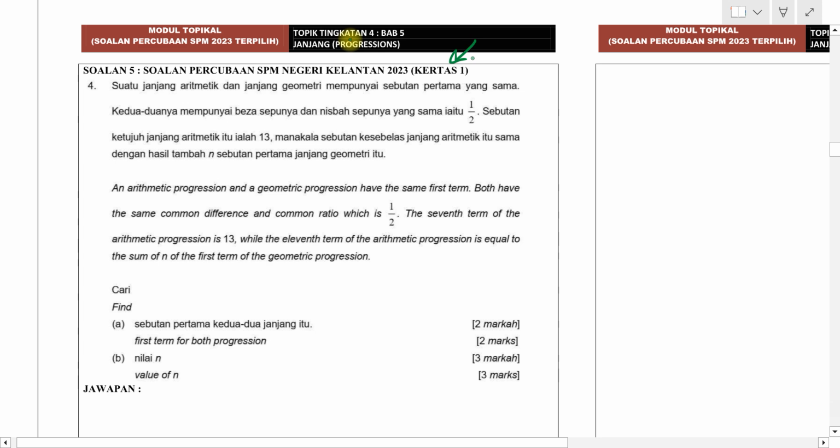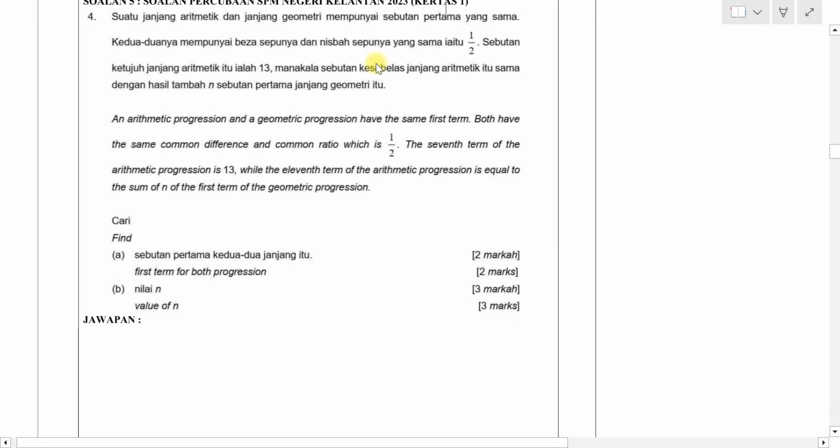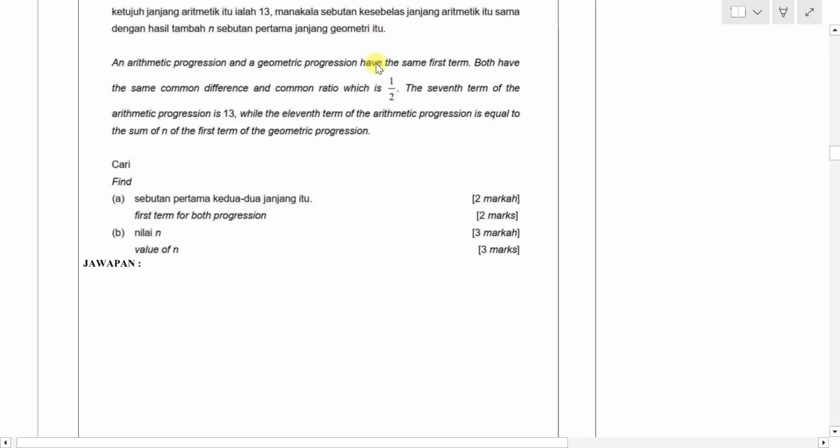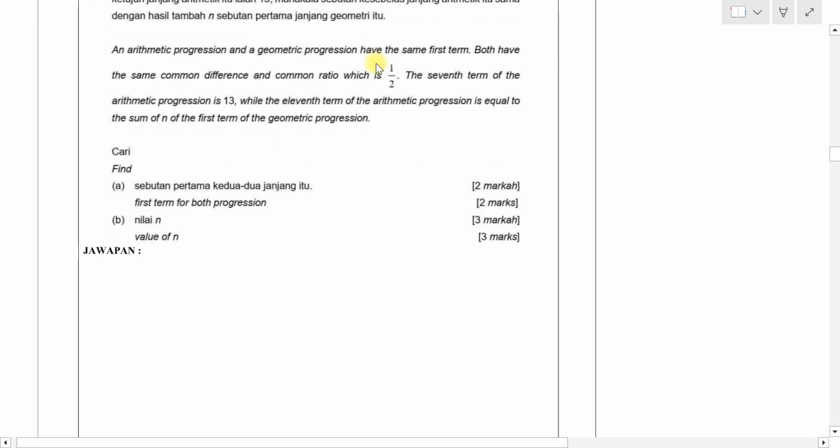An arithmetic progression and geometric progression have the same first term. Okay, this one combines AP with GP. Both have the same common difference and common ratio also, which is 1/2. Now we know that A is the same for both, but we don't know what. But D is equal to R, which is 1 over 2.